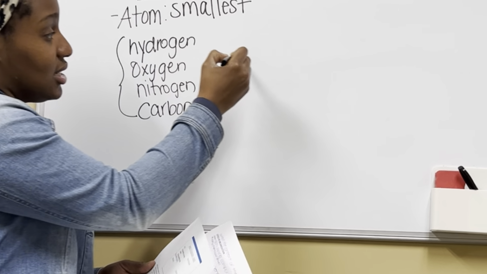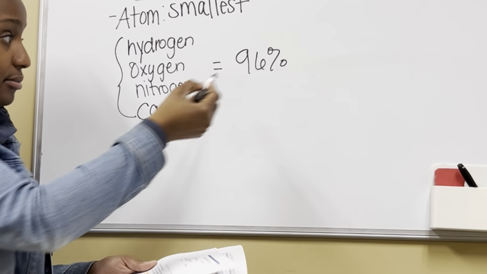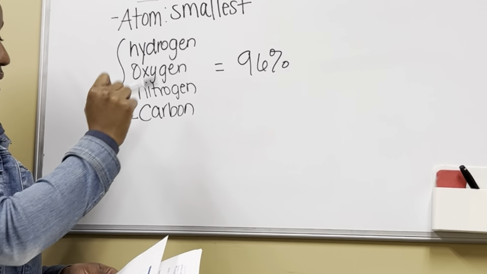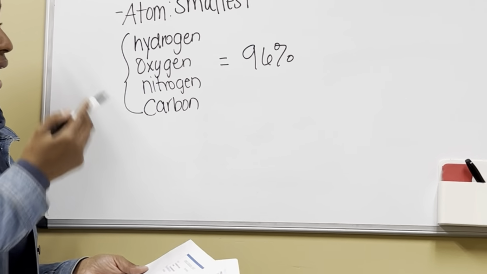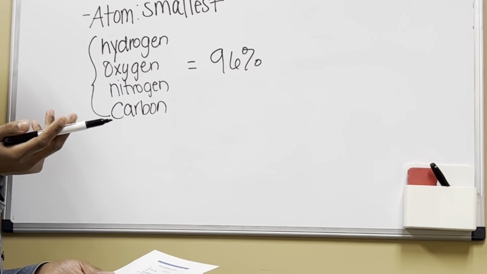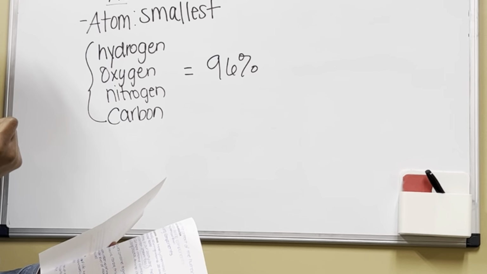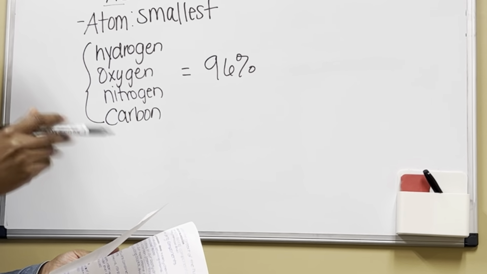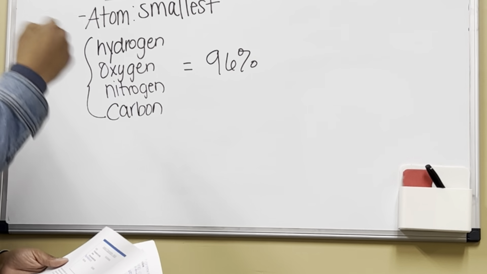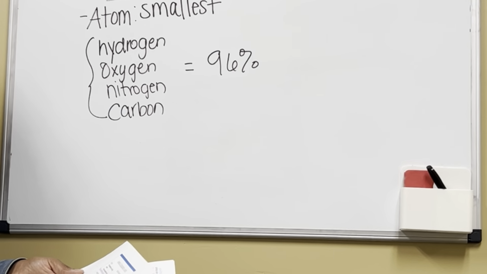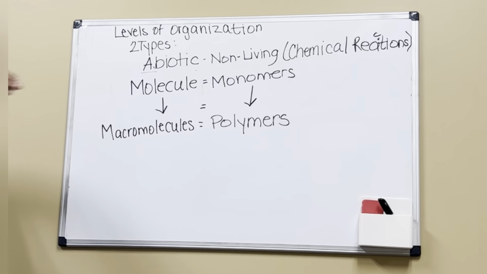And so 96% of our bodies are hydrogen, oxygen, nitrogen, and carbon. That's good. And atoms are the true building blocks, because we need atoms in order for them to build the cells, which then, once they do their part, can lead to the living stuff.